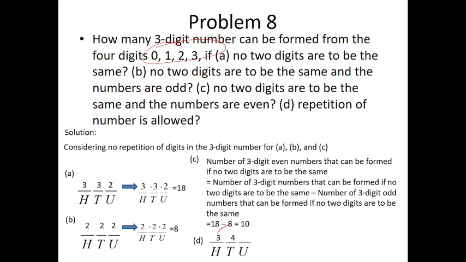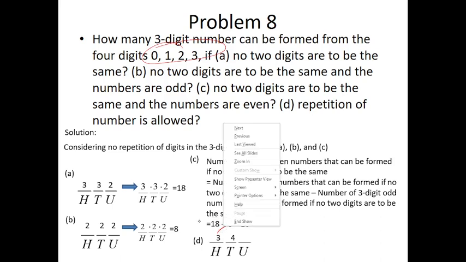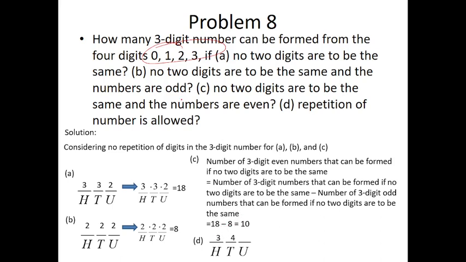Let's say ang nalagay diyan ay 1. So pwede pa rin maging 1, kaya 4 na option pa rin 'yan. So for the units place, 4 na option pa rin. Pwedeng mag-repeat, we can select 0, 1, 2, and 3. So 3, 4, 4.